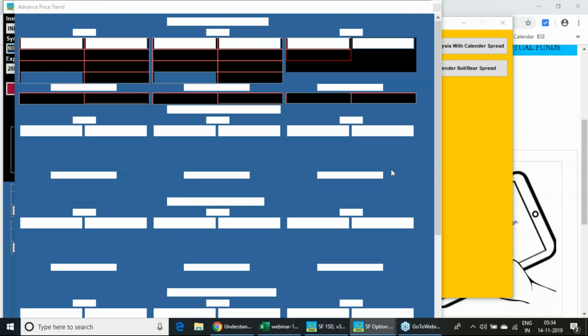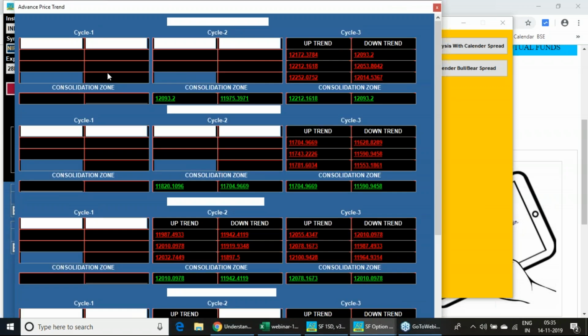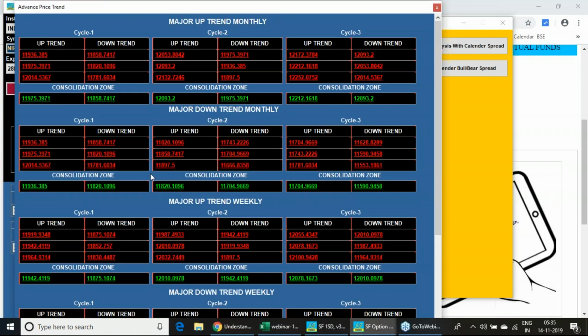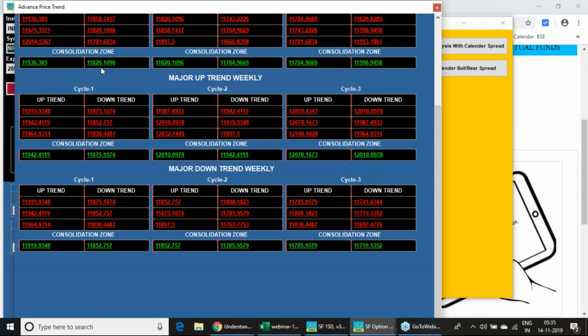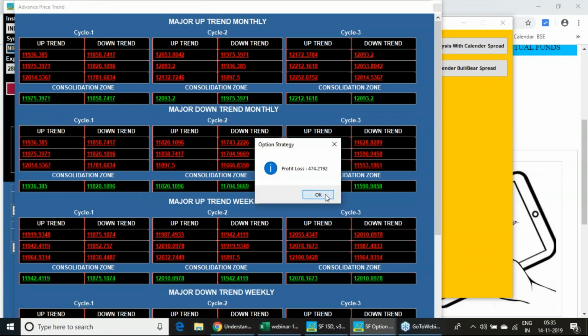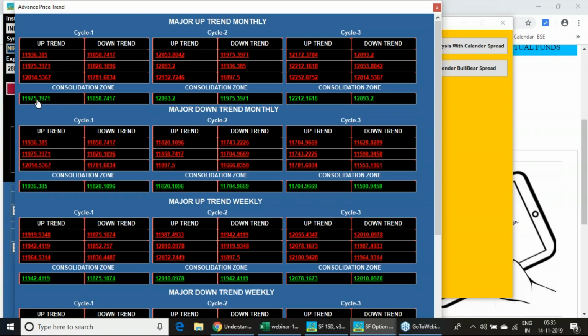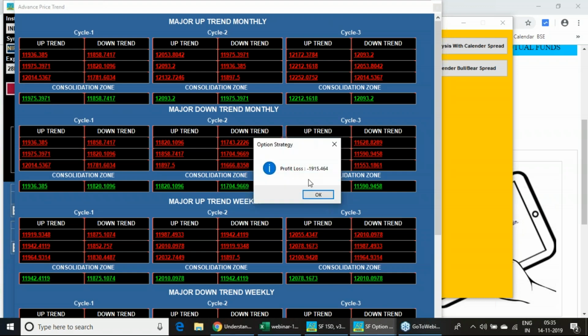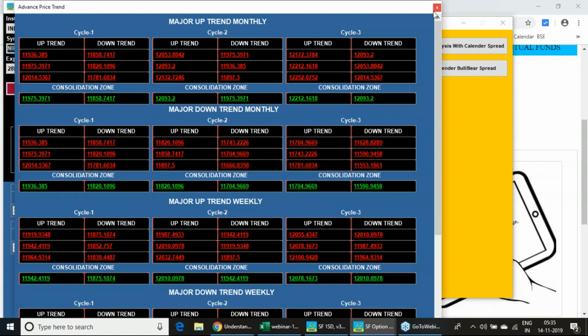Then we have an advanced price trend analyzer. This will give you the monthly trend and the weekly trend, including its consolidation band. What will the consolidation band be? On clicking this, your strategy's profit and loss will pop up here, if it consolidates in this band, how much profit you are going to get. And for every trend level also you can get the profit or loss. So for every level of your trend, your net profit or loss, that also you will get.